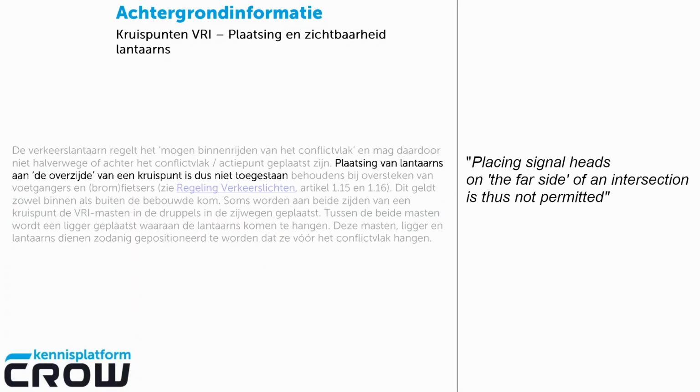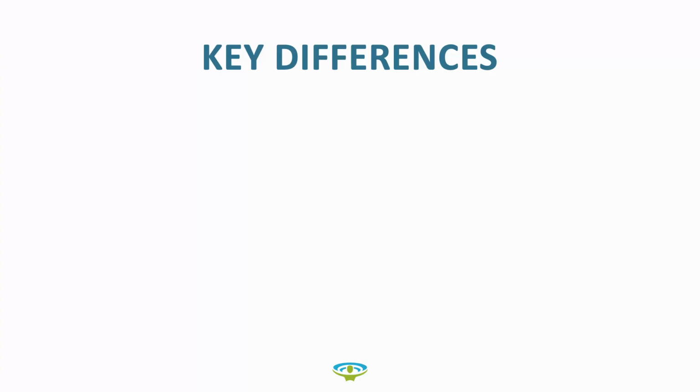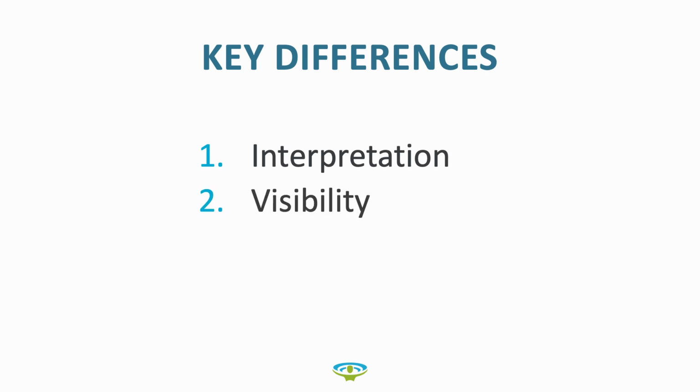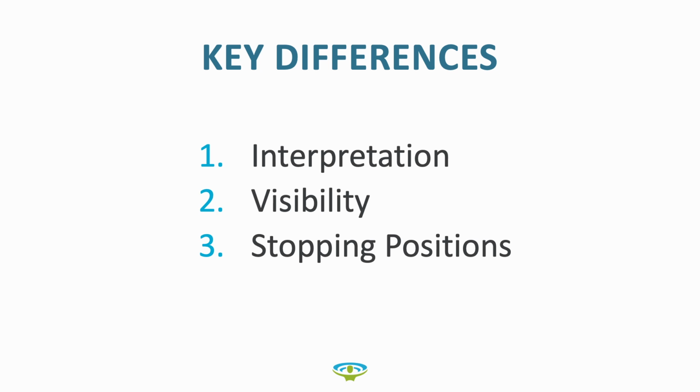It's also particularly interesting that the jurisdictions have exactly the opposite guidance from each other, with far side signals being required in Ontario and forbidden in the Netherlands. When we look at the advantages and disadvantages of the two options, we'll see how the two jurisdictions asked the same question and came to the opposite answer. The main ways that the signal placement affects the intersection operation are in terms of the interpretation of the signals, the visibility of the signals, and the effects on stopping positions.